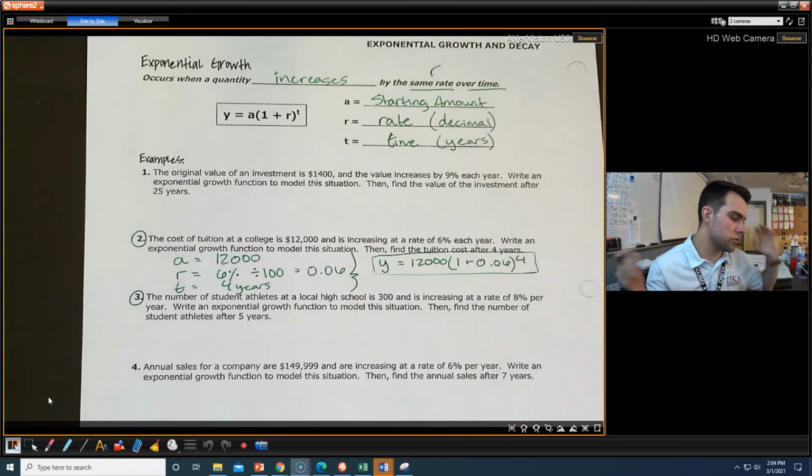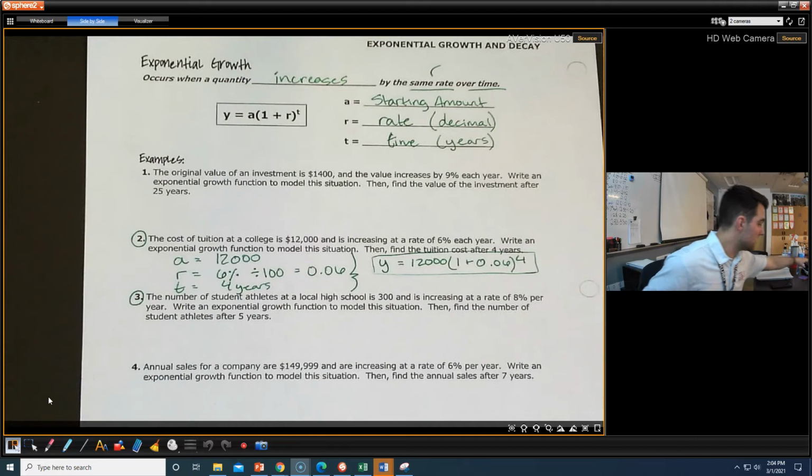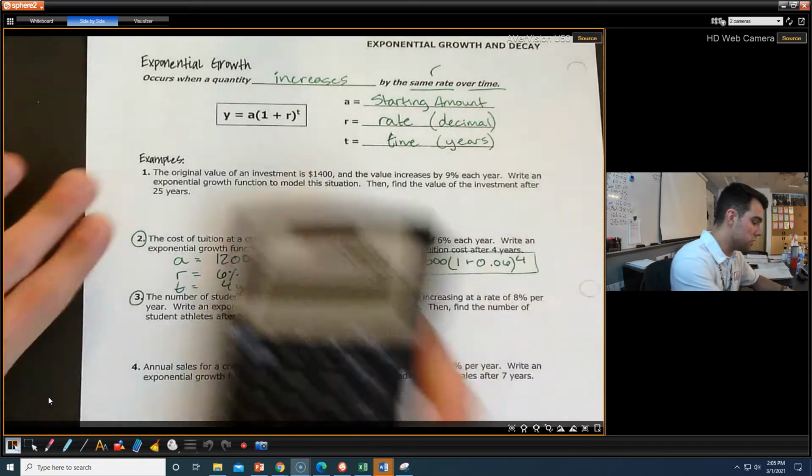Then it wants us to find the tuition costs after 4 years. Use a calculator. Do not try to do this in your head. I don't want to say impossible, but I think pigs growing wings is more likely than you doing this in your head. It's just really hard. So use a calculator.